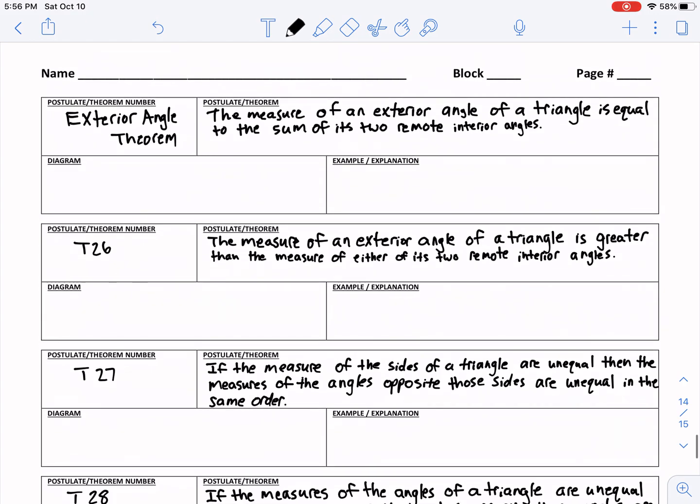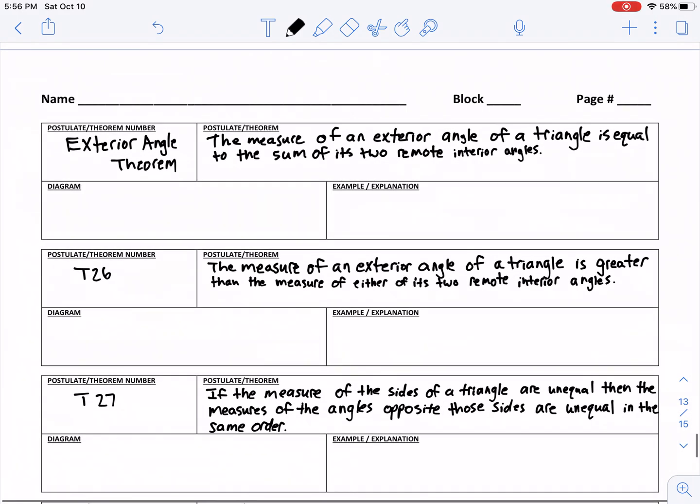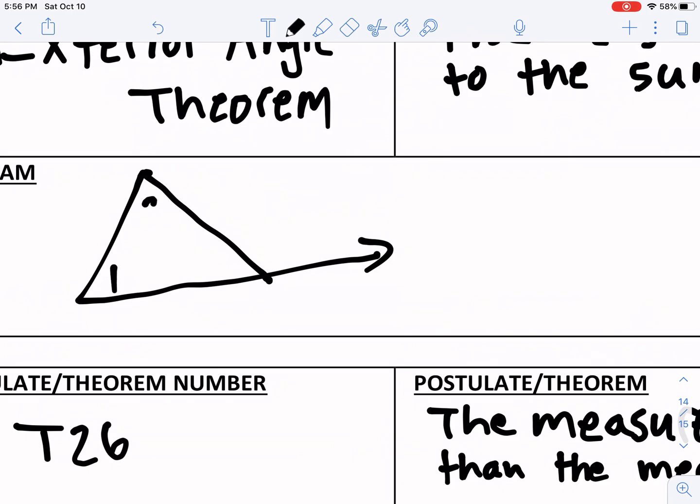Now let's talk about what they mean in terms of our theorems. Well, the first guy that I see here is the exterior angle theorem. Now, the exterior angle theorem says the measure of an exterior angle of a triangle is equal to the sum of its two remote interior angles, okay? So all that means is if I have a triangle here, and we extend one side out as a ray so that it forms an exterior angle, let's say this is 1, 2, and 3. These are the interior angles, and 4 is our exterior angle.